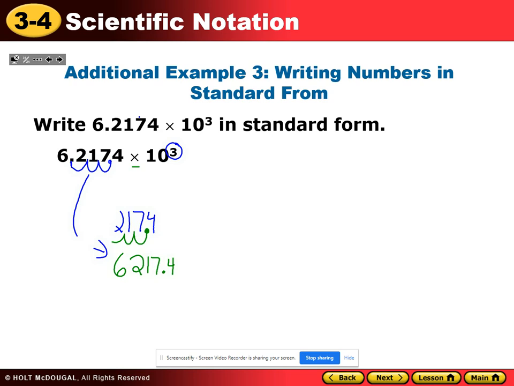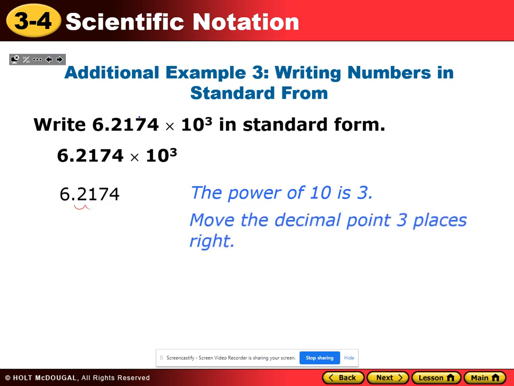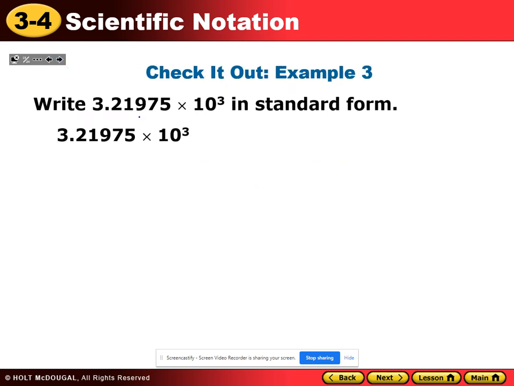Let's see how they show it. All right. Watch these examples many times. Watch them when you're doing this type of problem. It will be helpful. 6.2174. All right, move the decimal 3 places because there was the 3 in the exponent. 6,217.4. All right, so how many places are we going to move it? Oh, 3. Start at the decimal. A 1, a 2, a 3. New decimal spot there.